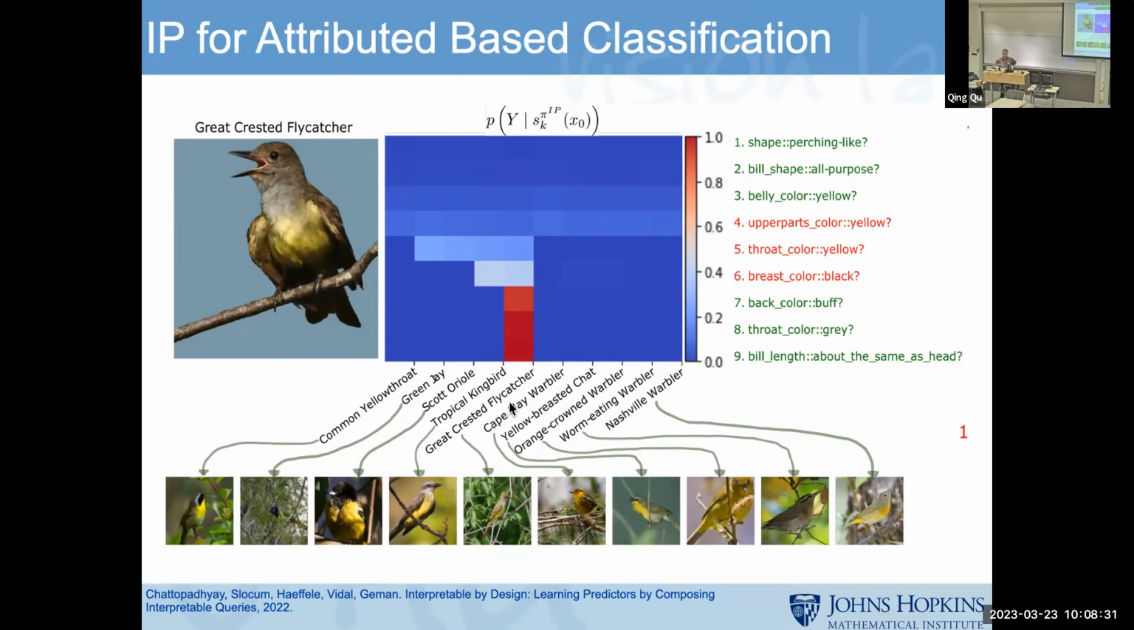I shortened the presentation, but if you train a deep network to do this task, what's the accuracy? I think it's 82. What can we do with this framework? We lose like 5 points. Okay. And so we don't get as much, but now it's fully explainable. I can tell you the 9 reasons why this bird was classified as such.